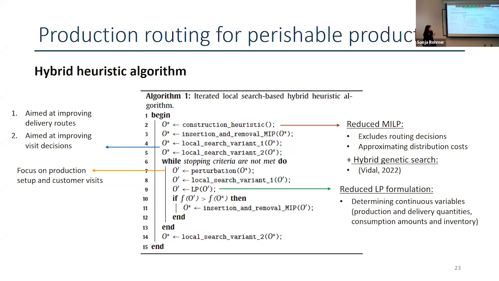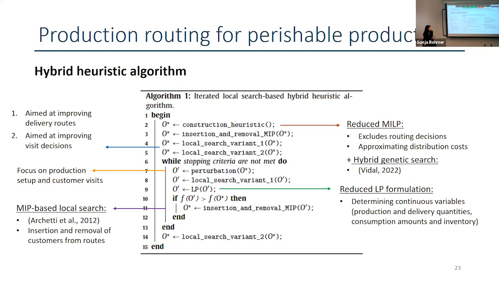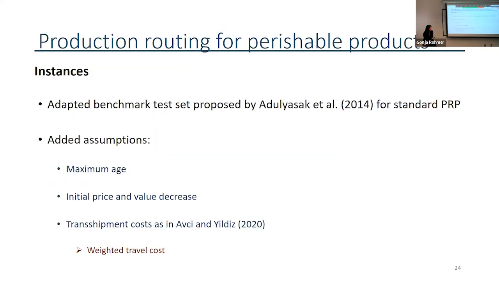Whereas the one before is just setting the production setup and customer visits. So when do we actually deliver, given this planning horizon? And then in the end, we have a MIP-based local search where we insert and remove customers from routes to again improve our solution.